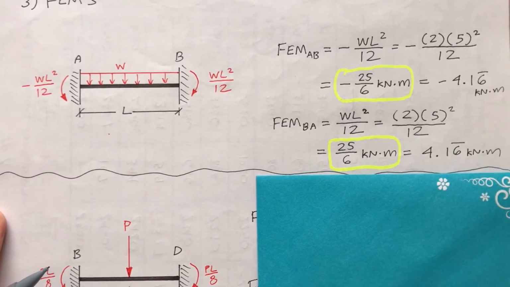Okay, I think that's the whole thing. You can see it now. Okay, so the fixed end moment AB, from A to B. How am I calculating it?